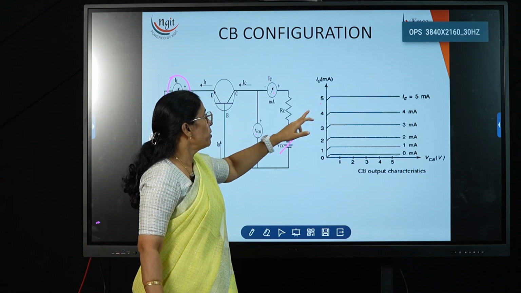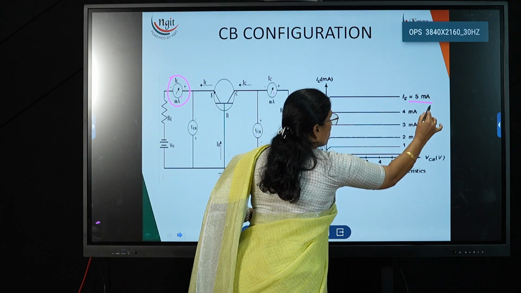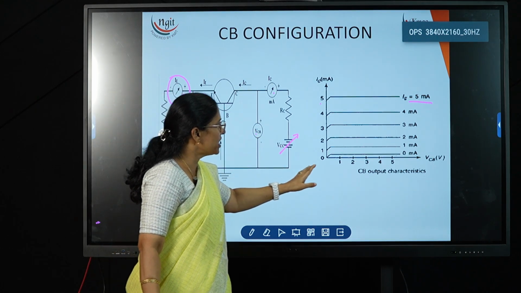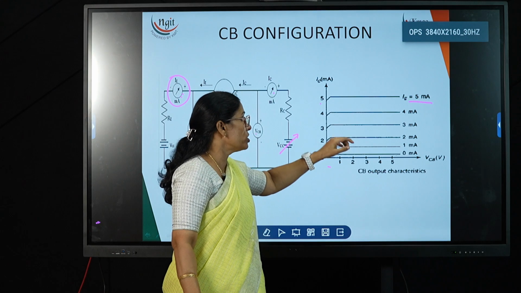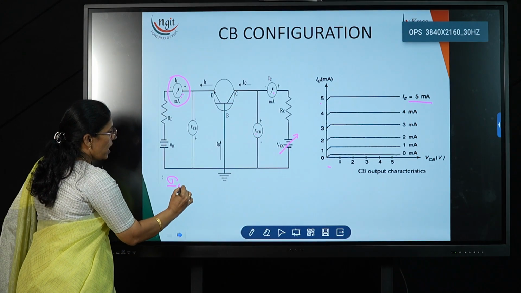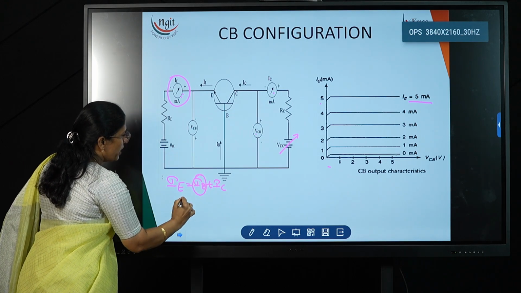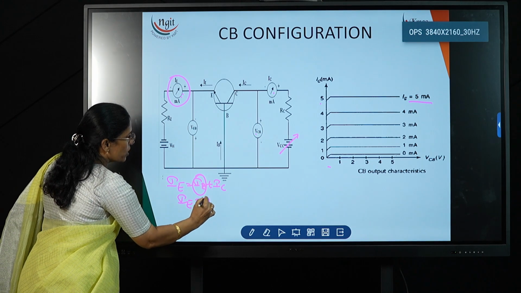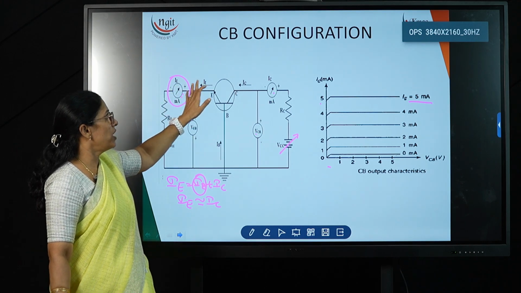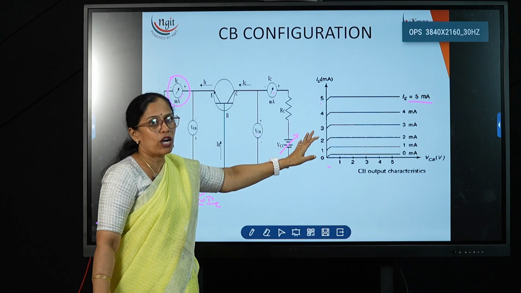Now if you see here, if I take 5 milliamp at the input, this IE is equal to 5 milliamp. I fixed the 5 milliamp over here. Then at the output, for all the VCB values from 0 onwards, we get the same current. Why? Because in the operation we have studied that IE is equal to IB plus IC, where IB is very, very small, so IE is almost equal to IC. So whatever input current we fix, the same current will be available at the output. That's why we get straight lines in the output characteristics.